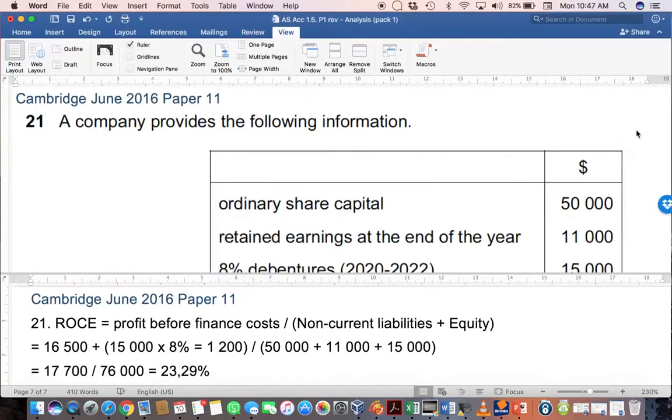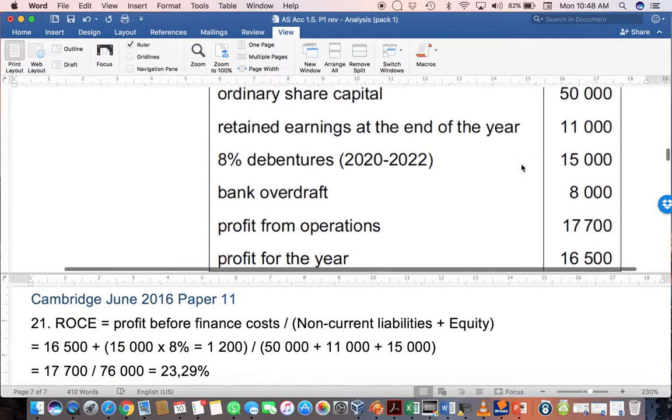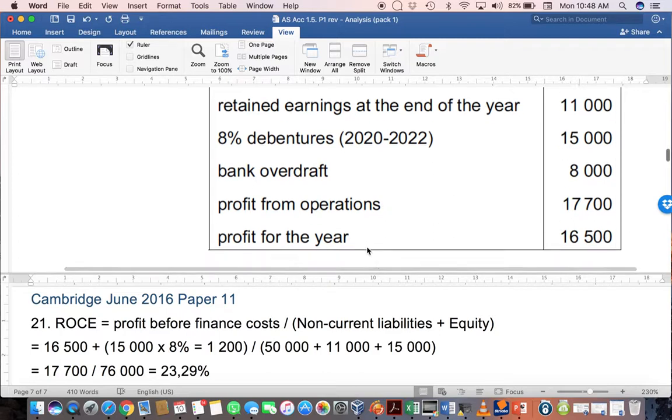At the paper from Cambridge, June 2016, paper 1-1. A company provides the following information. You are given figures for ordinary share capital and retained earnings at the end of the year, and remember that these two combined would be your equity. You are told about some 8% debentures. Remember, that's a non-current liability. Your bank overdraft, which is a current liability, and then profit from operations and profit for the year. Profit from operations would be before your interest expense, and profit for the year after interest expense.